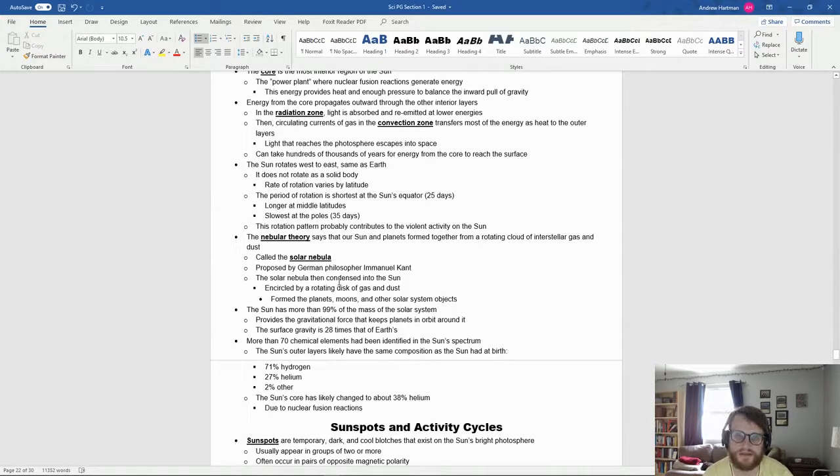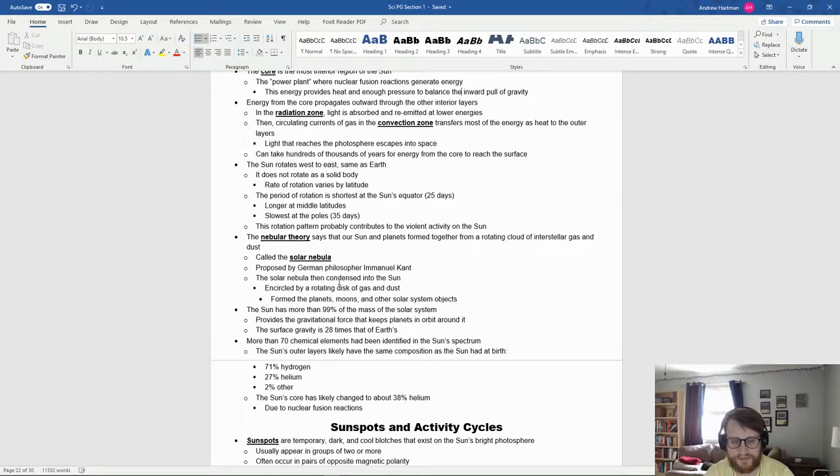The sun rotates just like the Earth, west to east. However, it does not rotate like the Earth in that it does not rotate as a solid body. The rate of rotation varies by latitude, where the period of rotation is shortest at the equator, 25 days. It's much longer at middle latitudes and slowest at the poles. I shouldn't say it's obvious at the sun's equator because the equator is the largest area, but it's slowest rotating at the poles.